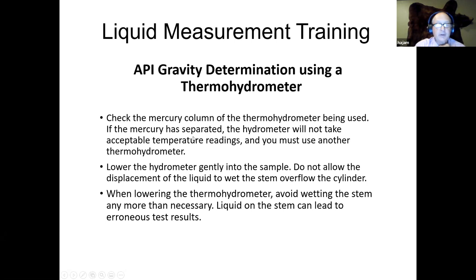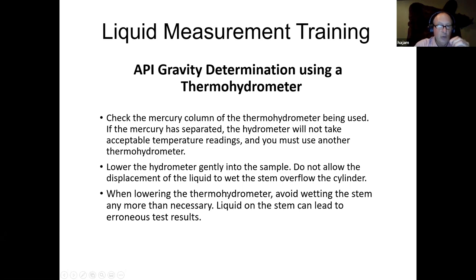We've already talked about verifying the thermometers are in good shape. You want to lower that hydrometer gently into the sample. Do not allow the displacement of liquid to wet the stem or overflow the cylinder, because now your sample is no good. You've got to start all over.